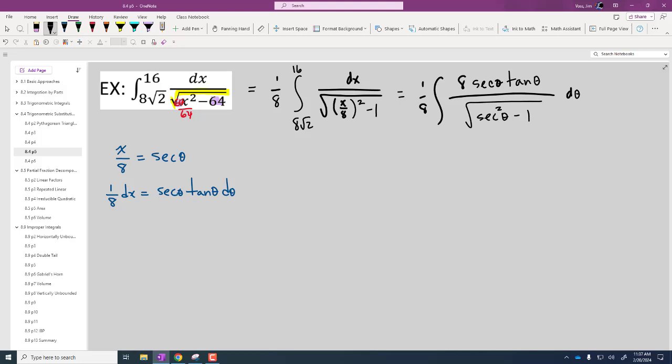We have a lot of cancellation here. The 8s cancel. Secant squared minus 1 is tan squared. But then we take the square root of tan squared, giving tan. And so that tan cancels with the numerator tan. So this is all equal to tangent. So that and that cancel.